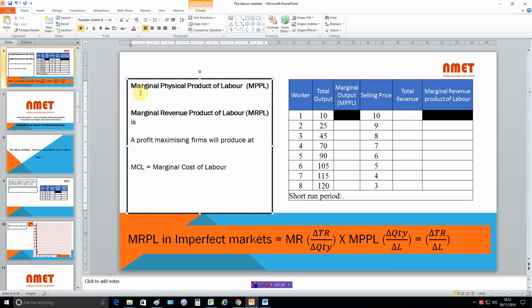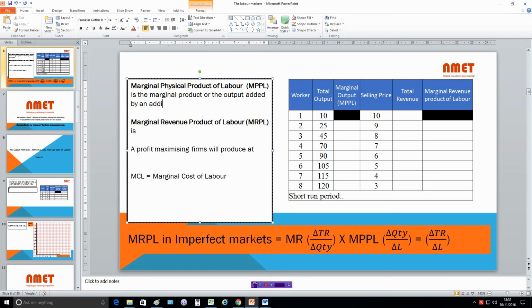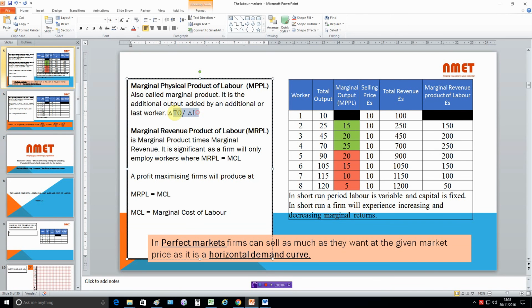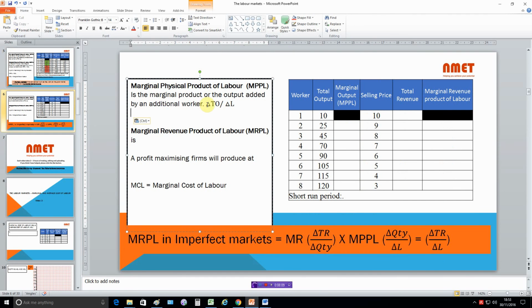First of all, I'll put this again. Marginal physical product of labor is the marginal product, or the output added by an additional worker. We can also calculate that, as I said in the previous slide: change in total output divided by change in labor, if you're adding more than one worker.